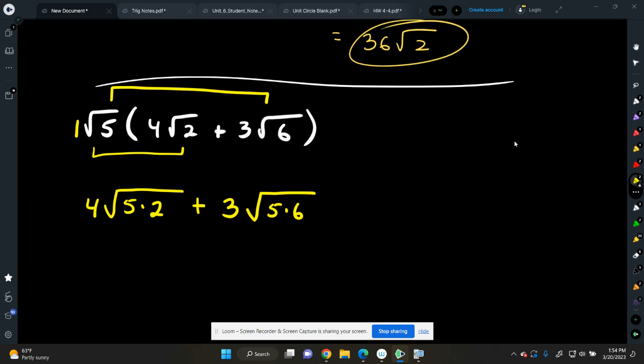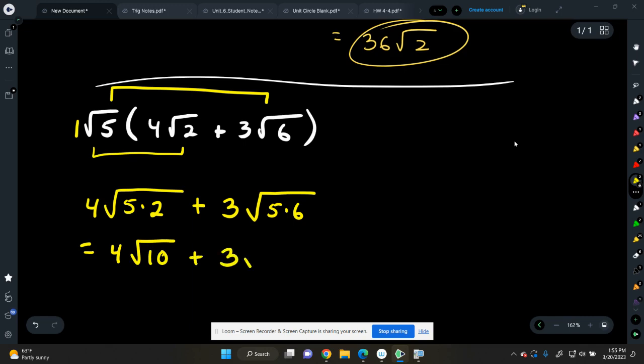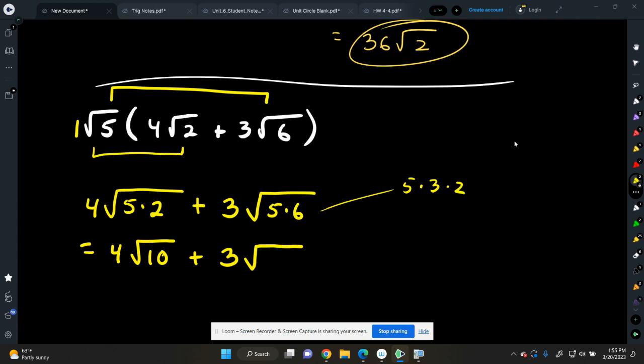So what do we do next then? Multiply the inside. Jackson saved you. So 4 square root of 10 plus 3. How about this 30? Can we do anything with that? That'd be 5 times 3 times 2. Nothing comes out, right? So if nothing comes out, we just multiply what's inside. And that's it. There's our answer.